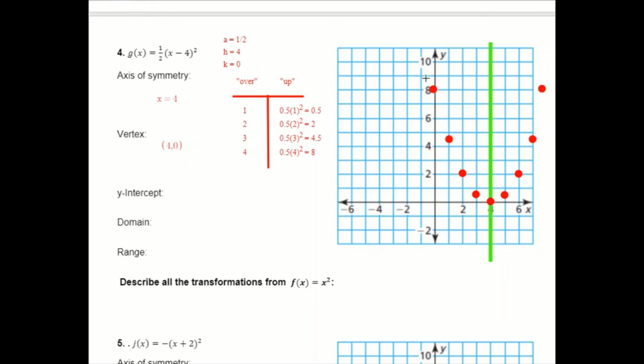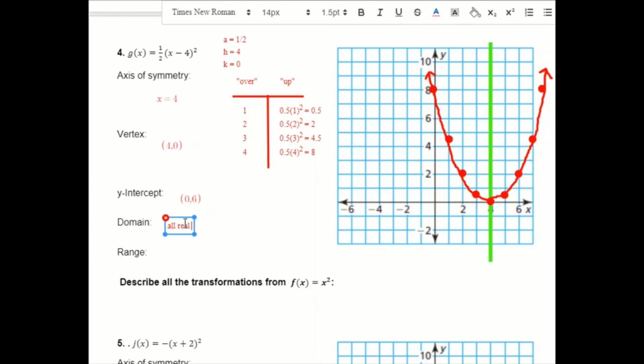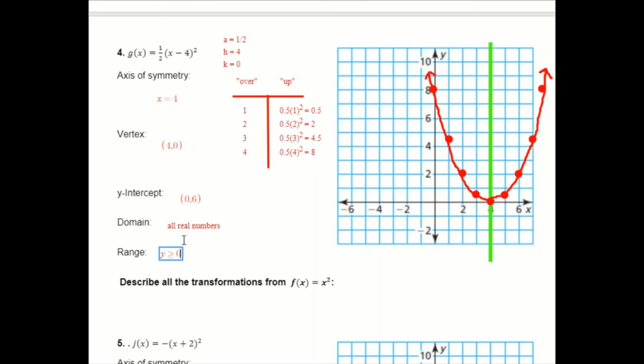Let's draw a curve. You can see the y-intercept is going to be 0, 8. We'll write that as soon as I'm done drawing this. My domain is, of course, all real numbers. And my range is everything above 0. Once again, my y-intercept is 0, 6. Domain is all real numbers. And my range is y greater than or equal to 0.